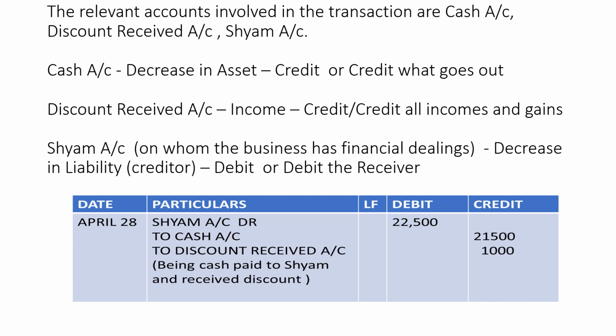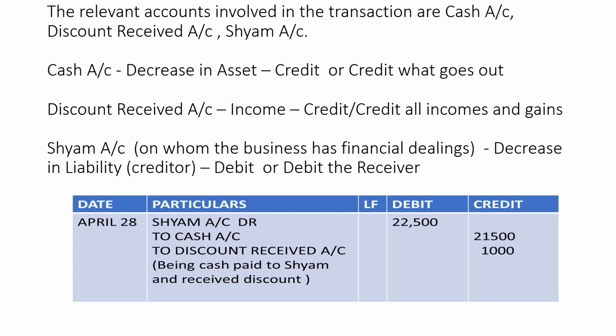And Shyam account. See, it is Shyam with whom the business has financial dealings. And Shyam is a creditor as we discussed in our previous journal entry also. So now the business is reducing its liability. Why is the liability reduced or decreased? Because it is settling Shyam by paying the cash to Shyam.